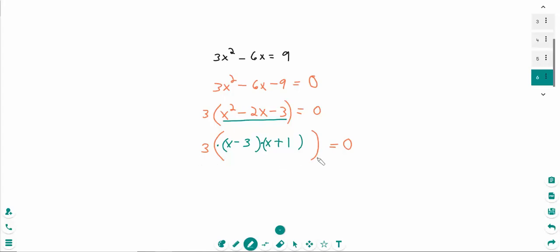In a sense, I could even just say, well, let's just divide out the 3 and divide that on both sides. And 3 divided by 3 is going to eliminate, and we're going to be left with what's inside here, which is just the x minus 3 times the x plus 1. And then over here, 0 divided by 3, well, that's just 0. Okay? And that's all right. So you kind of think of it that way.